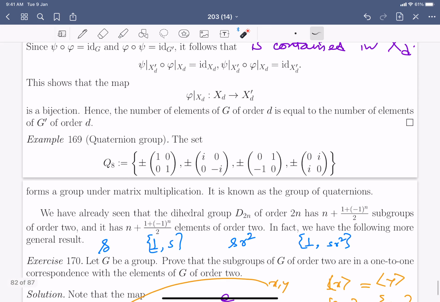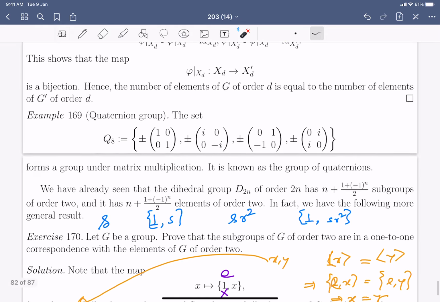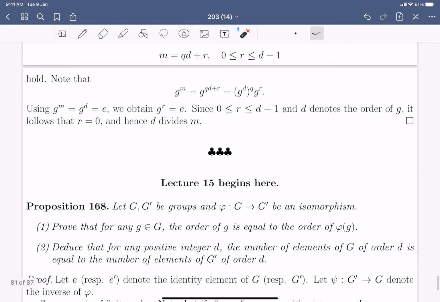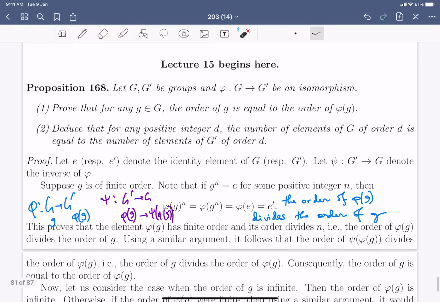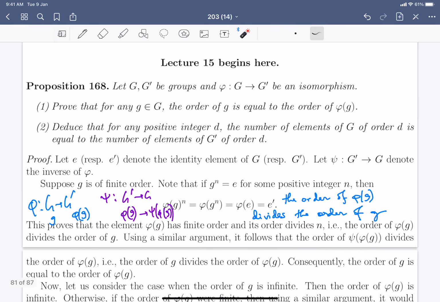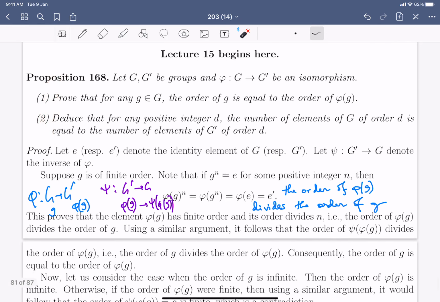Now, as I was discussing, we already have this quaternion group, a group of order 8, and on the other hand we have the group D2n with n equal to 4, which is D8. Can we prove or disprove that this quaternion group Q8 is isomorphic to the dihedral group D8 of order 8? In fact it is not. There are several ways to see this, and one such way would be to apply this proposition.